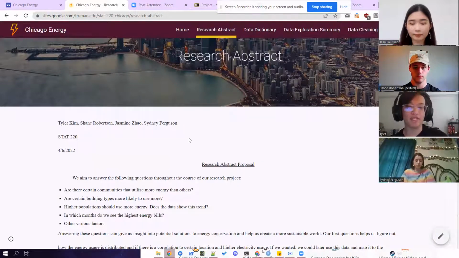Once again, we have the name of the community that the building is in, the type of building, and whether or not the building uses electricity or gas.